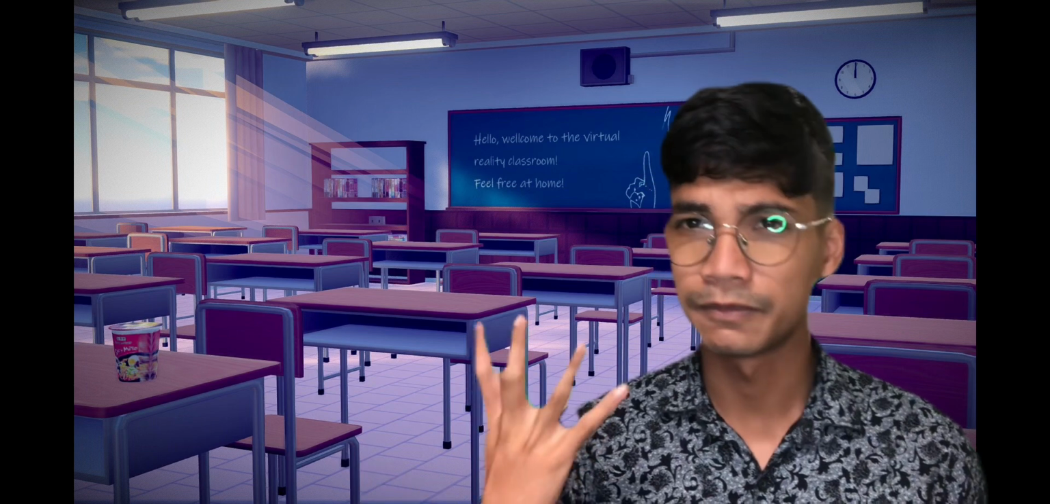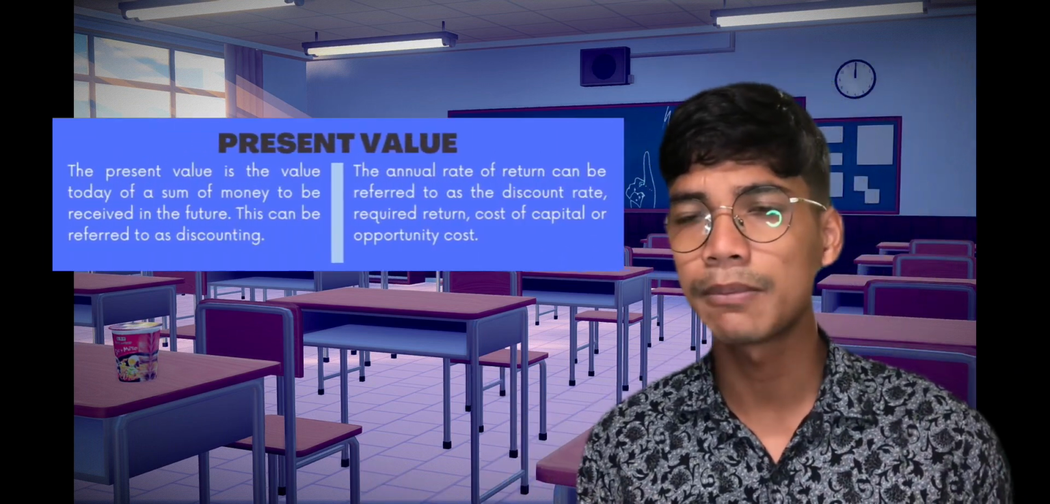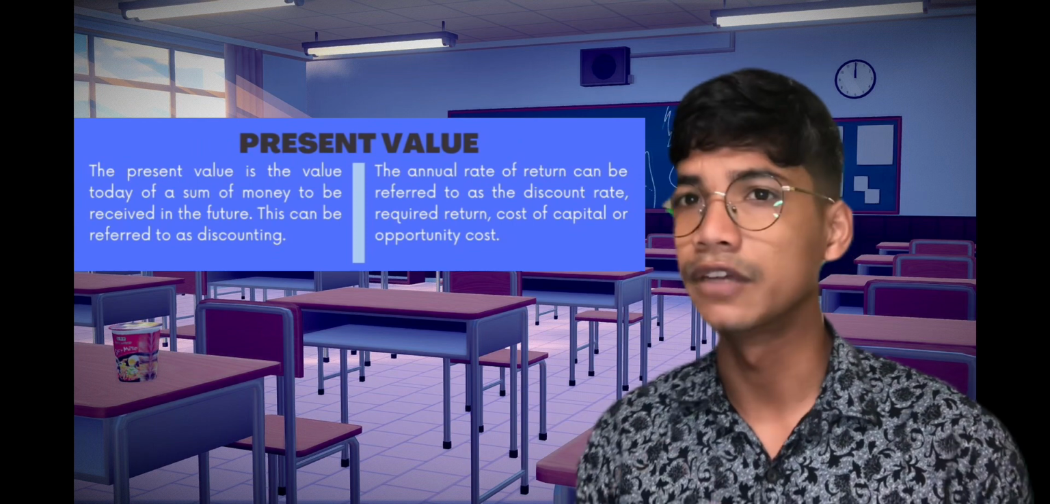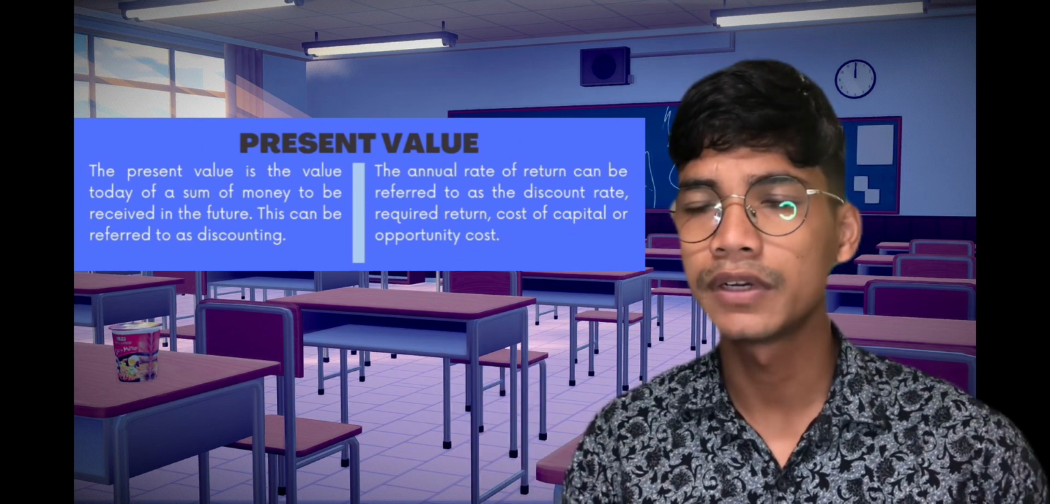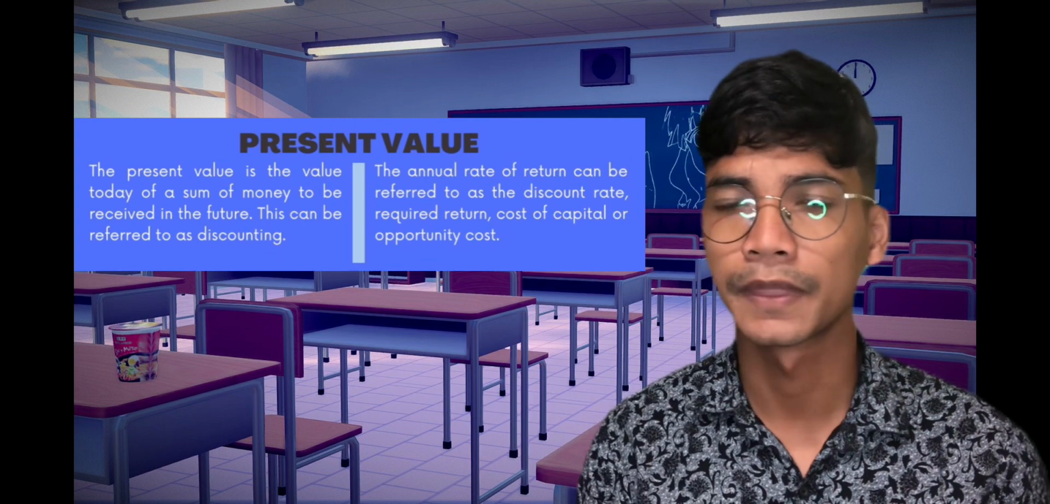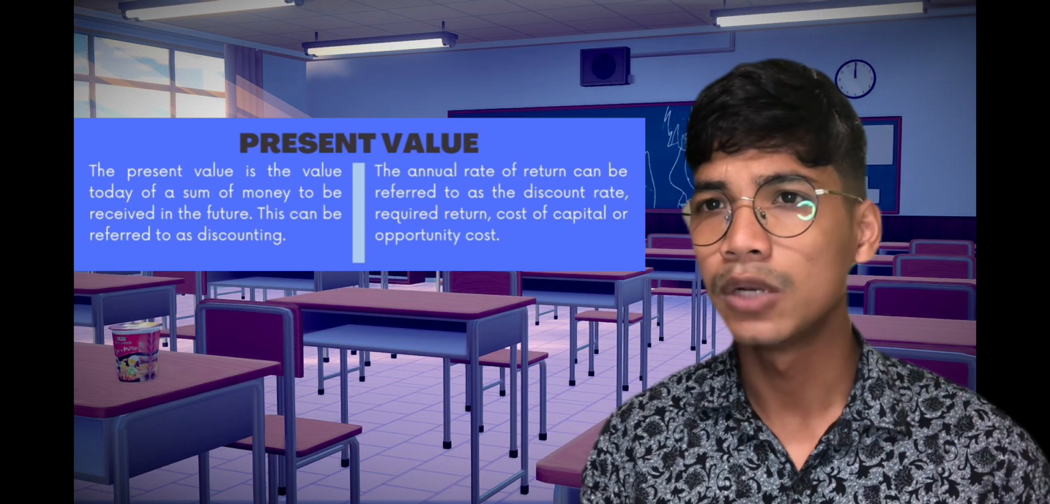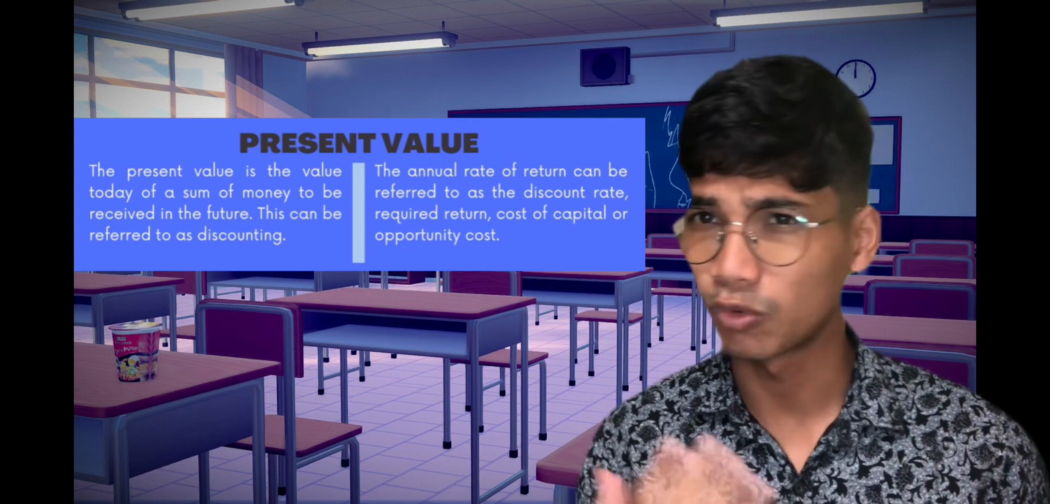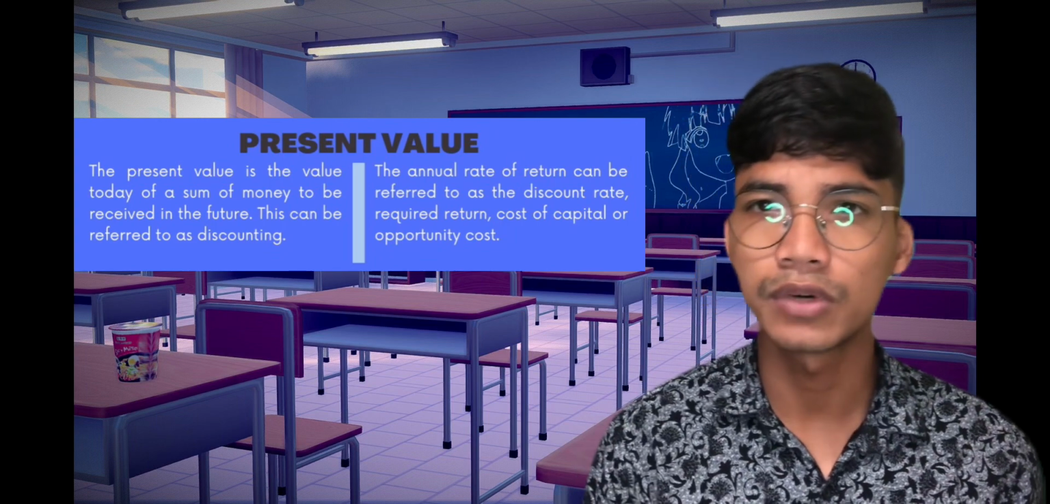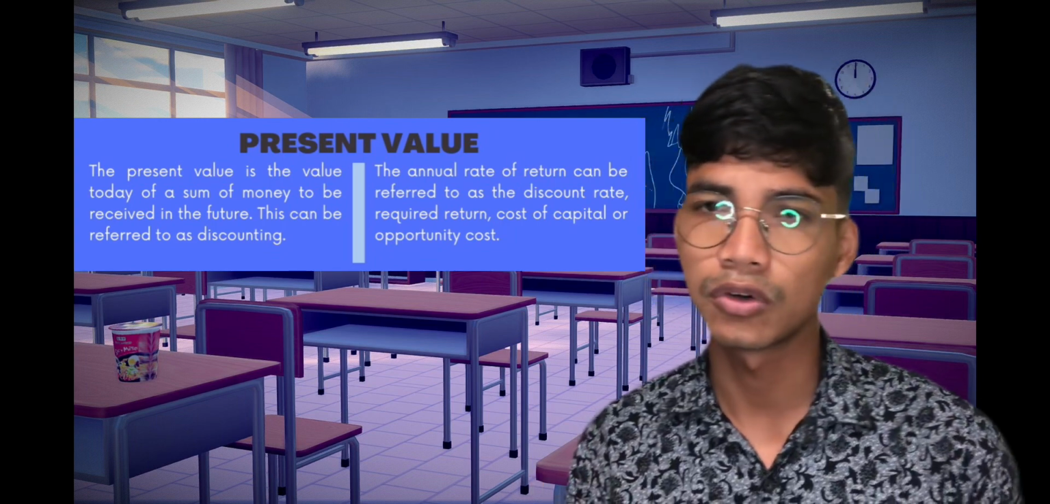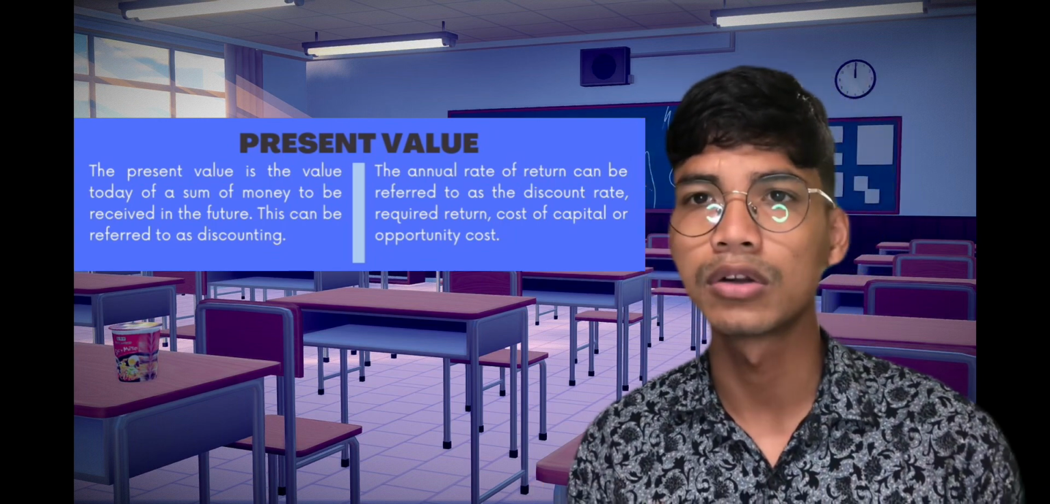What is present value? Present value is the value today of a sum of money to be received in the future. This can be referred to as discounting. If you see annual rate of return in equations, it refers to a discount rate, required return, cost of capital, or opportunity cost. And then we move to future value.